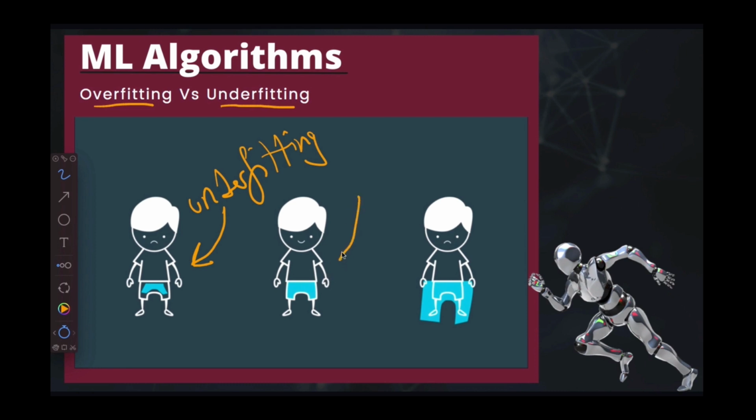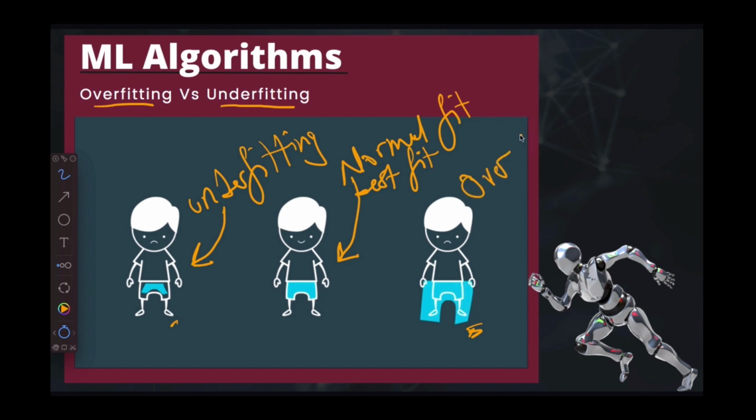In this case, we call it normal fit, or best fit. That is the real size, the size that you want. But especially if you are ordering things online, it's very possible that the thing comes and you see that it is underfitting you or overfitting you, it's oversized. The thing is too big and you have to return it. When it's too big, we call it overfitting.